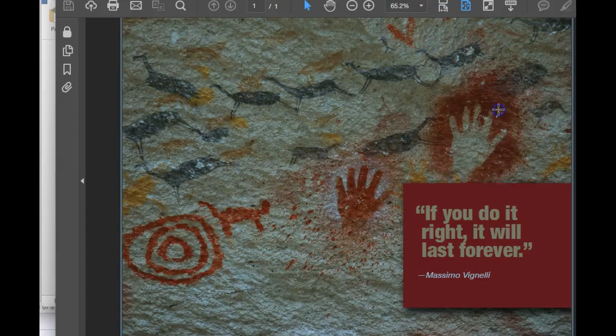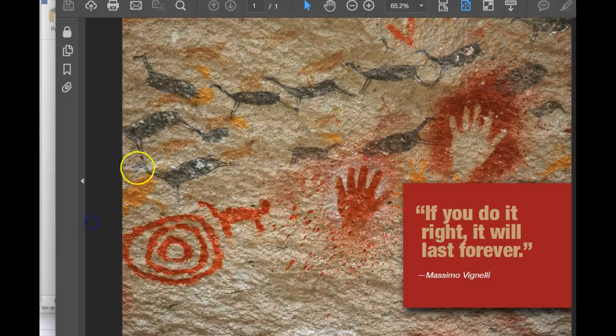So that completes everything. Now, the significance of this is the fact that this quote directly ties in with the image from a different period. So if you do it right, it will last forever. These cave paintings are, by some estimations, over 15,000 years old. And some even think that there are earlier examples of prehistoric art on cave walls. Okay, so obviously this is lasting forever and it's done right. Okay, so the quote ties right in with the piece.